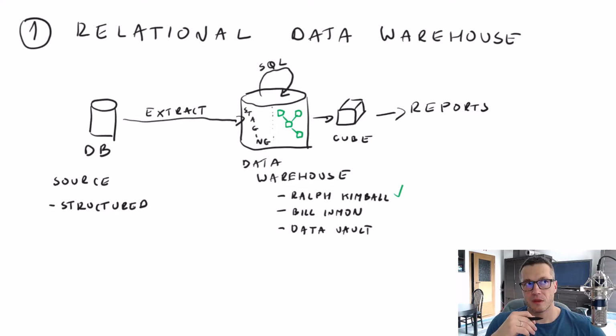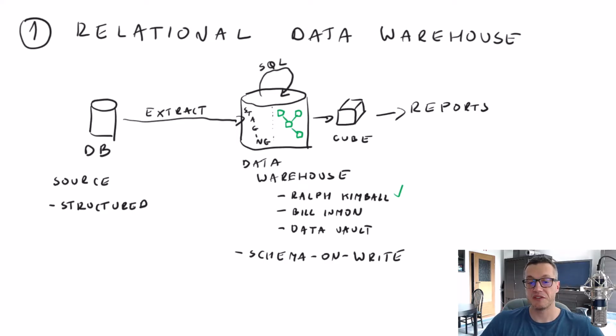Then, the next key feature of this approach was that the target schema, the target model in our data warehouse, had to be created upfront, right? So before we started loading the data, we had to have it modeled already, right? So it was called schema on write.